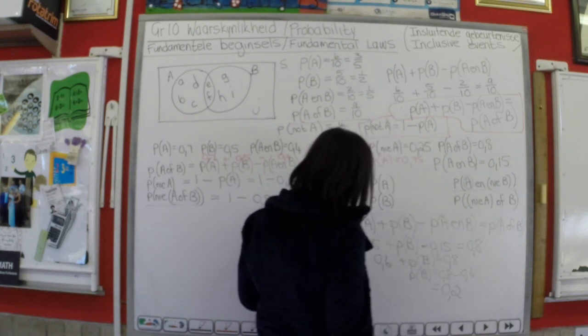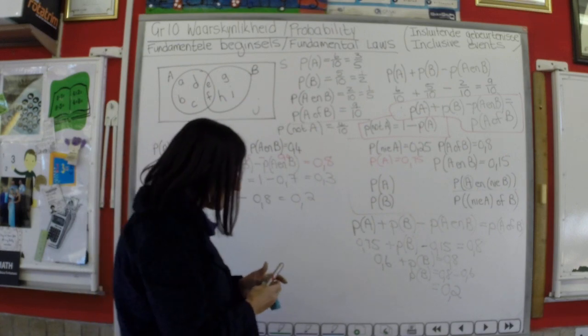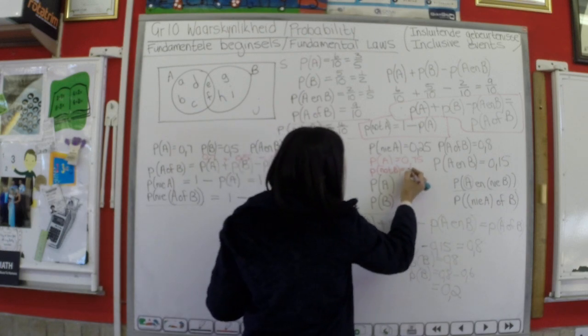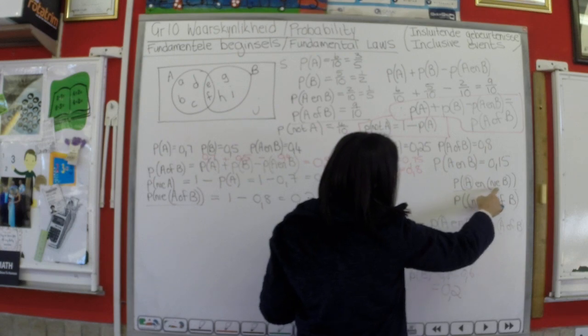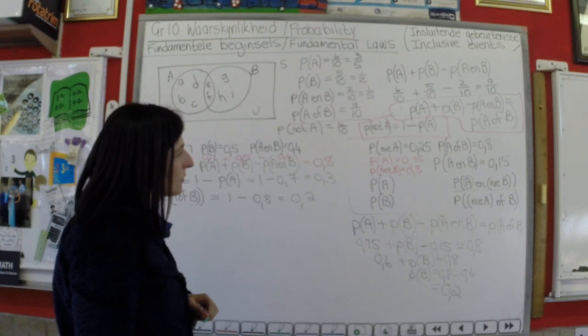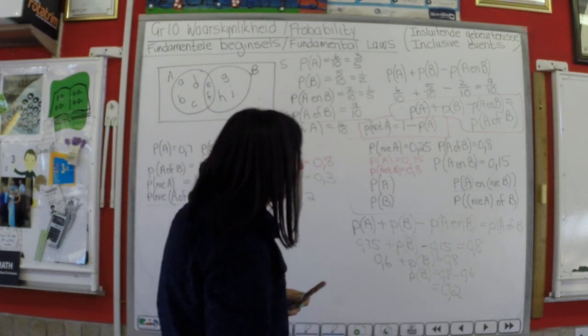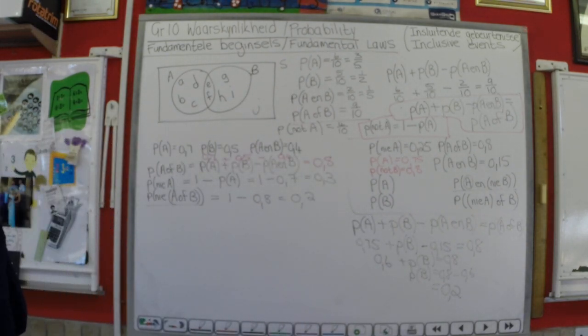Probability A and not B. Okay, so I need the intersection of A and not B. So let's write down not B. The probability of not B gaan nou wees 1 minus 0,2, so dis 0,8. So now the probability of A and not B. A and not B. Okay, so let's go to our formula again. And we put in our formula A and not B. Let me just check this out. A and not B.